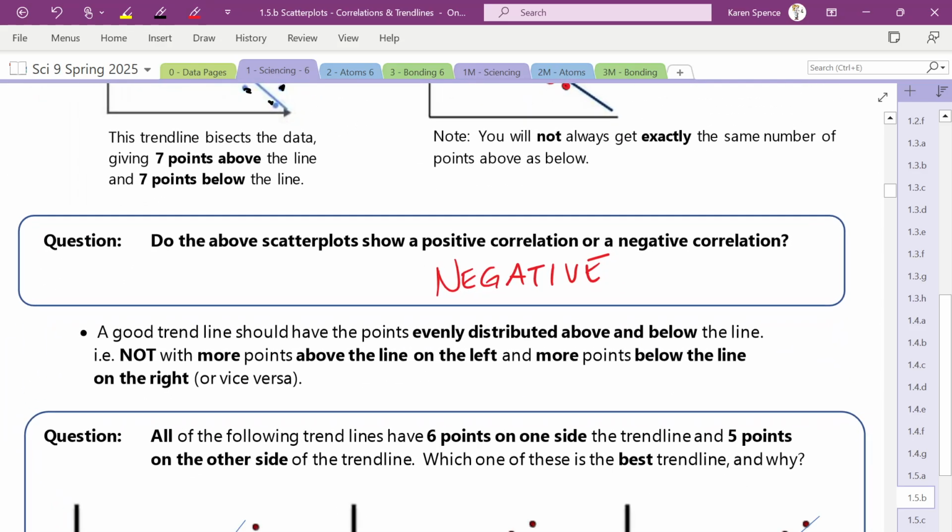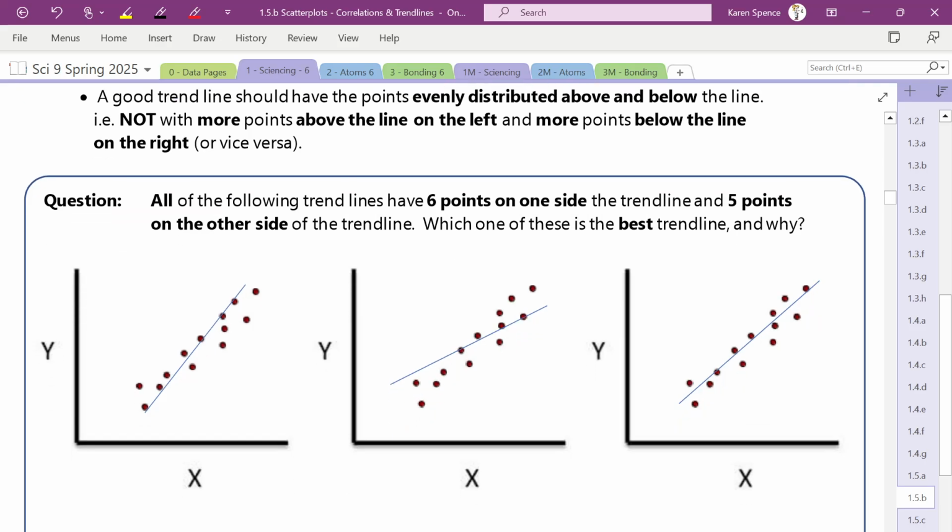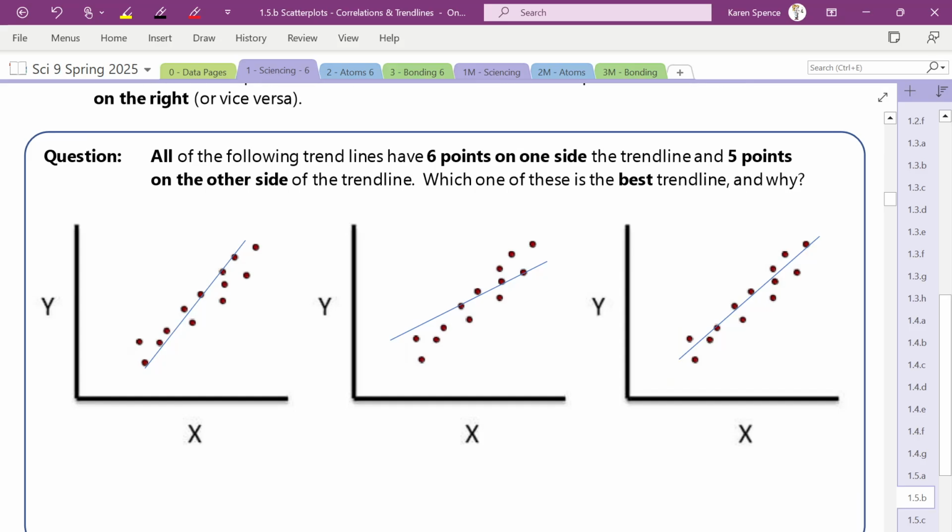A good trend line should have the points distributed above or below. I would like you to take a look at these 3 lines and decide which one do you like best. Do you like graph A? Do you like graph B? Or do you like graph C? Tell your partner. Which line do you like best? We like C. Why do we like C? Tell your partner, why do you like C better? What is it about C that makes it better than A or B?